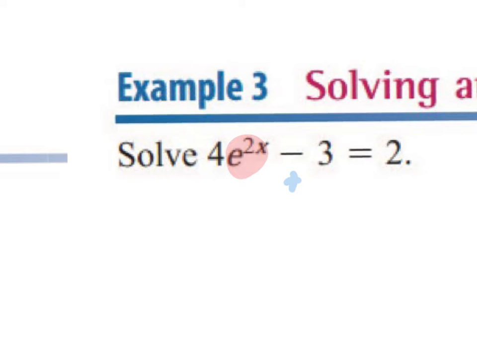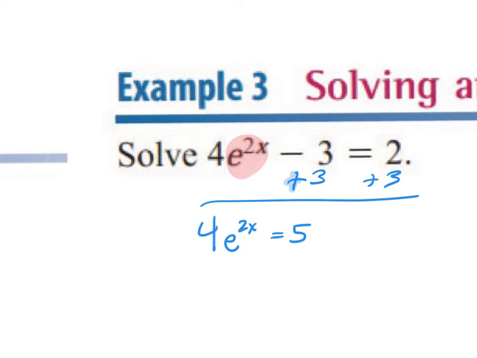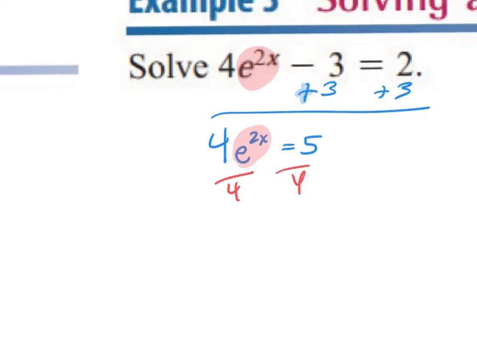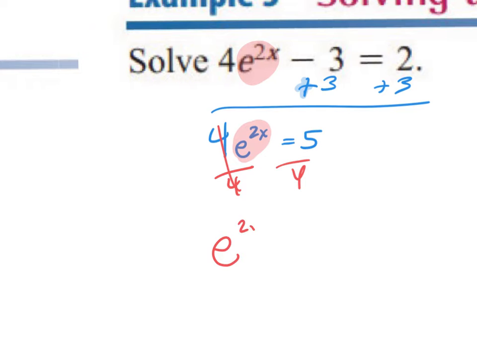We're going to add 3 to both sides, agreed. So I have 4 times e to the 2x equals 5. Now again, just for visual purposes, you don't have to do this every time, I'm just showing you. Is my e to the 2x isolated completely by itself? No, it's not. What do I need to do? Divide by 4. Perfect. Divide both sides by 4. So I have e to the 2x equals 5 over 4.